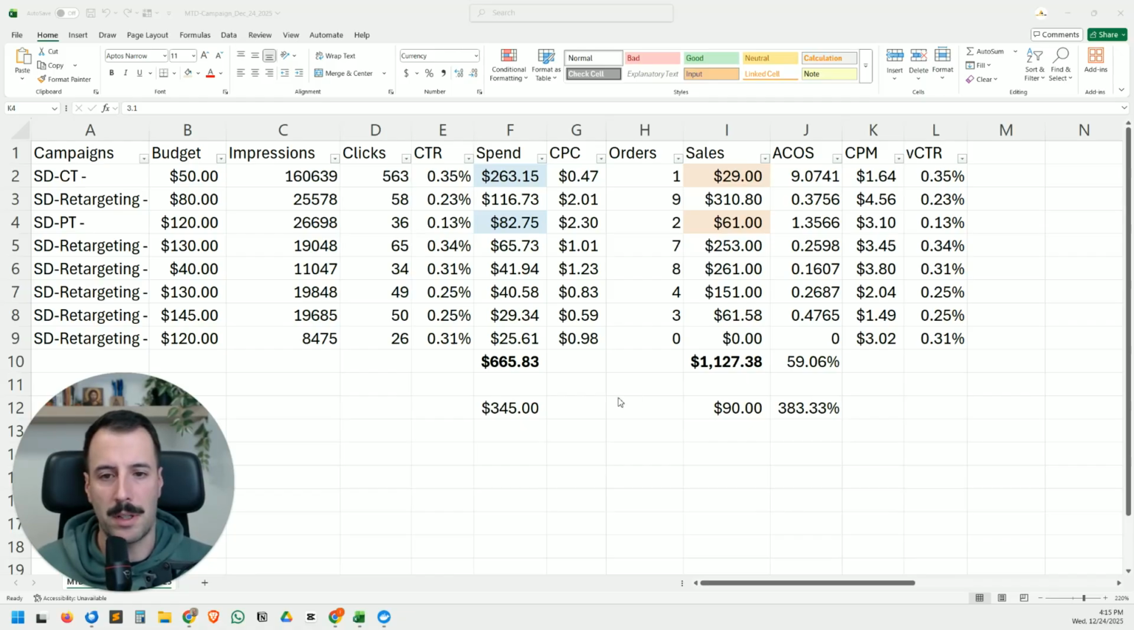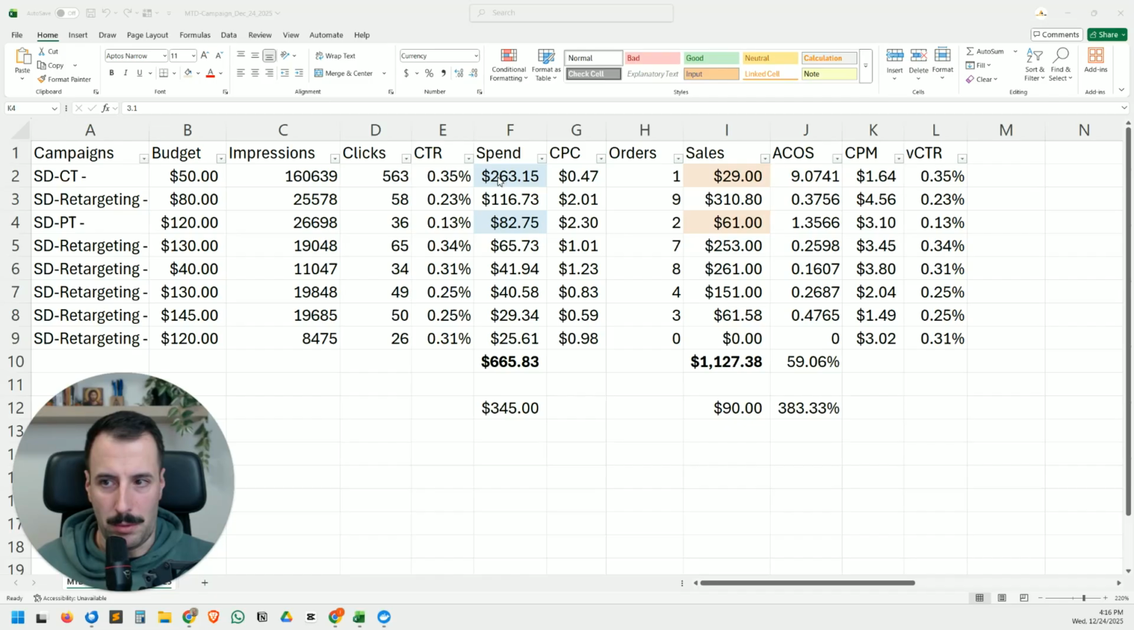What I want you to remember here, I will show you what is the performance of sponsored display campaigns when you look at them in Campaign Manager, and then I will show you what's the overall result of all the campaign types together, what's the overall ACoS, and how do these campaigns work together. Take a look at this.